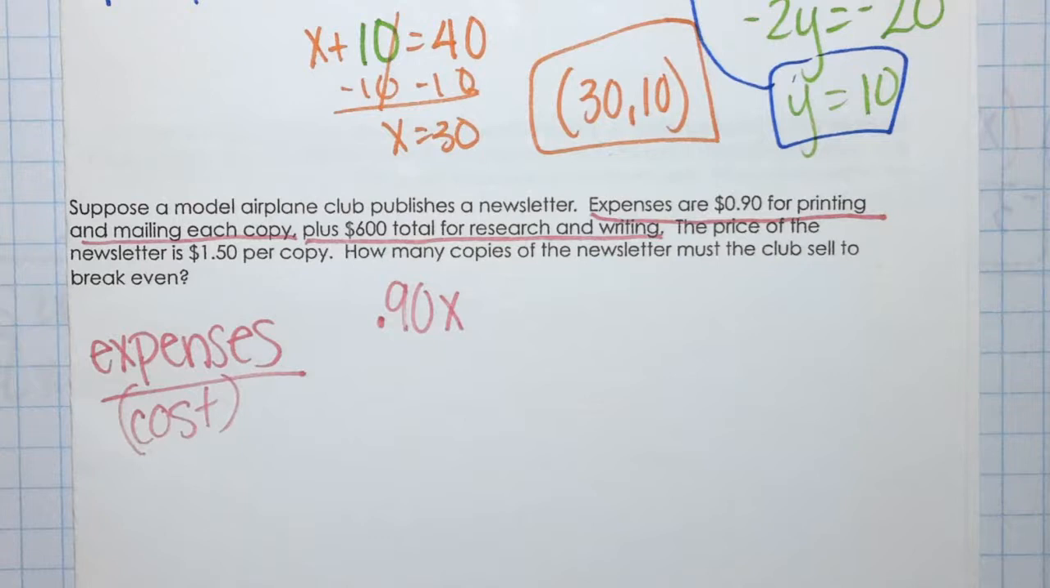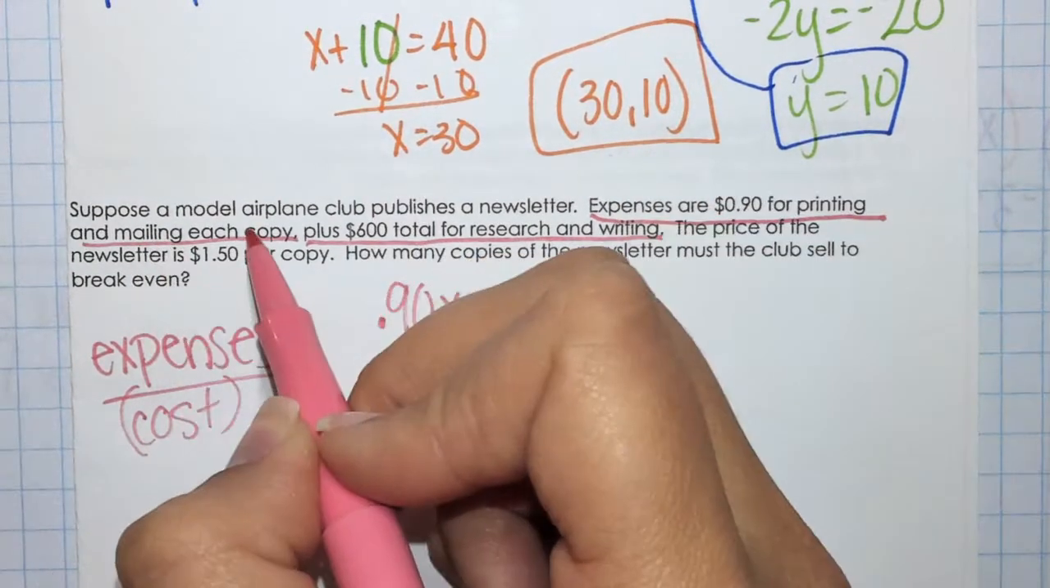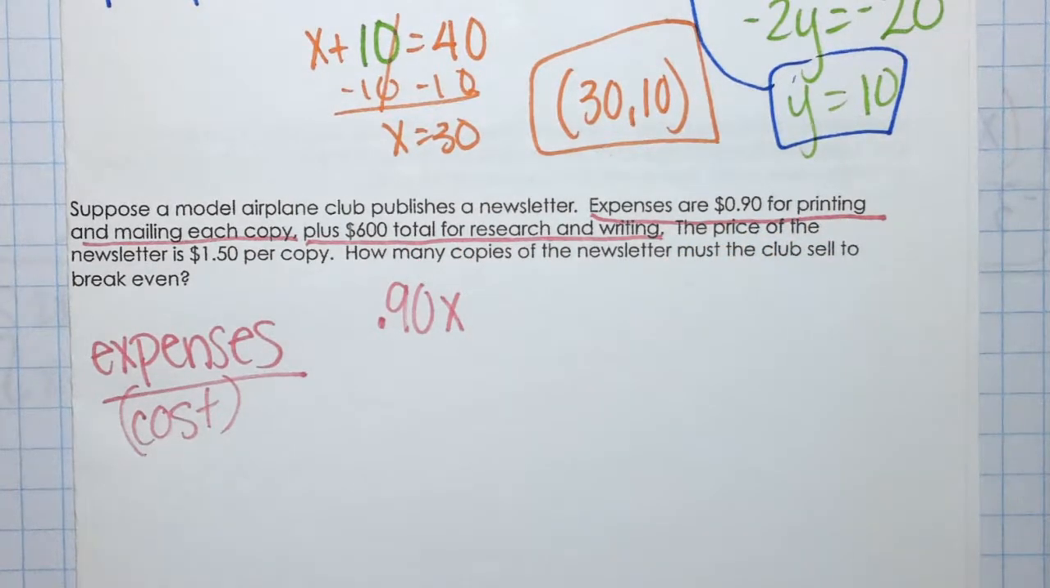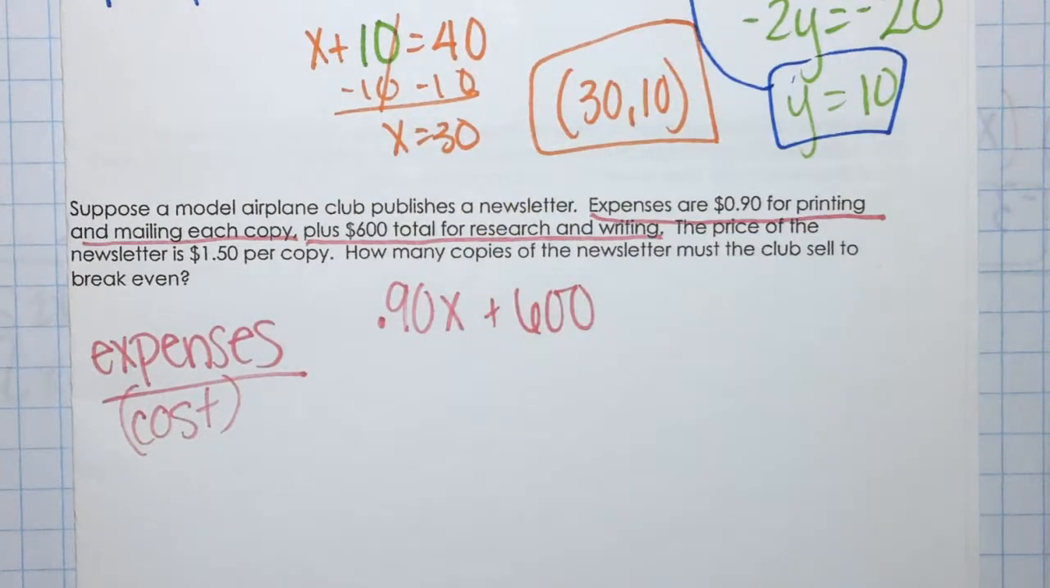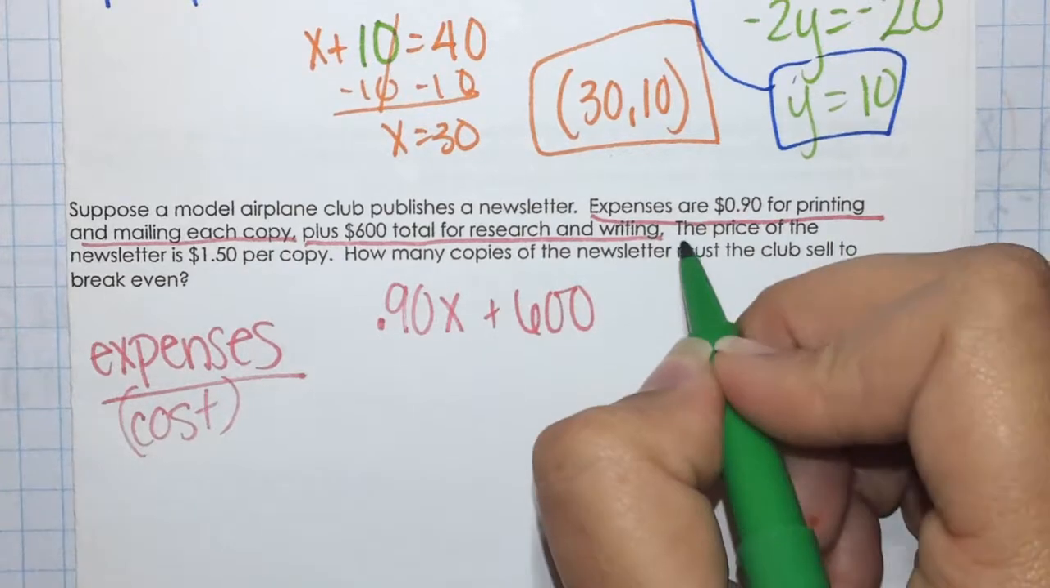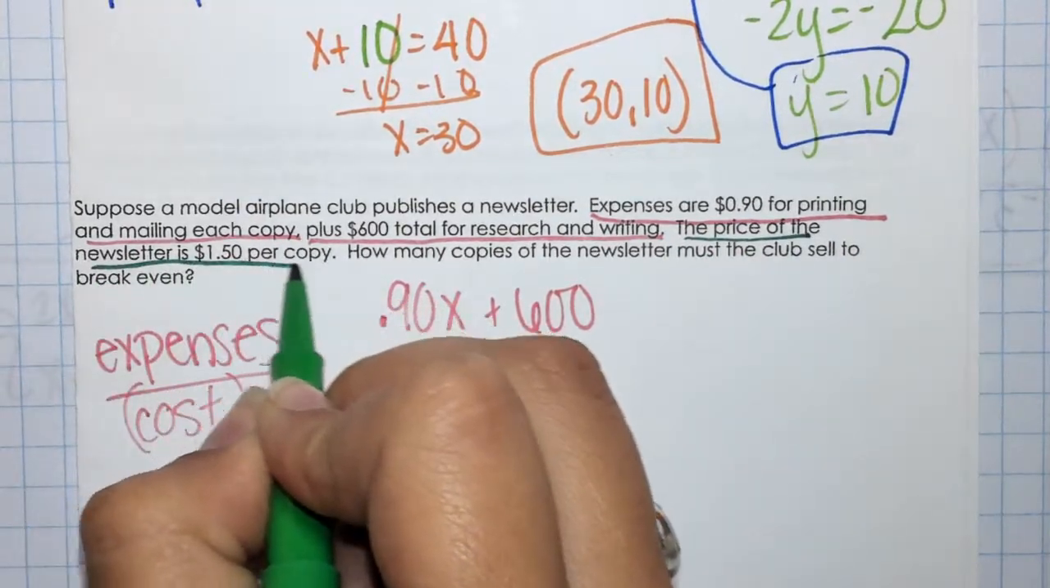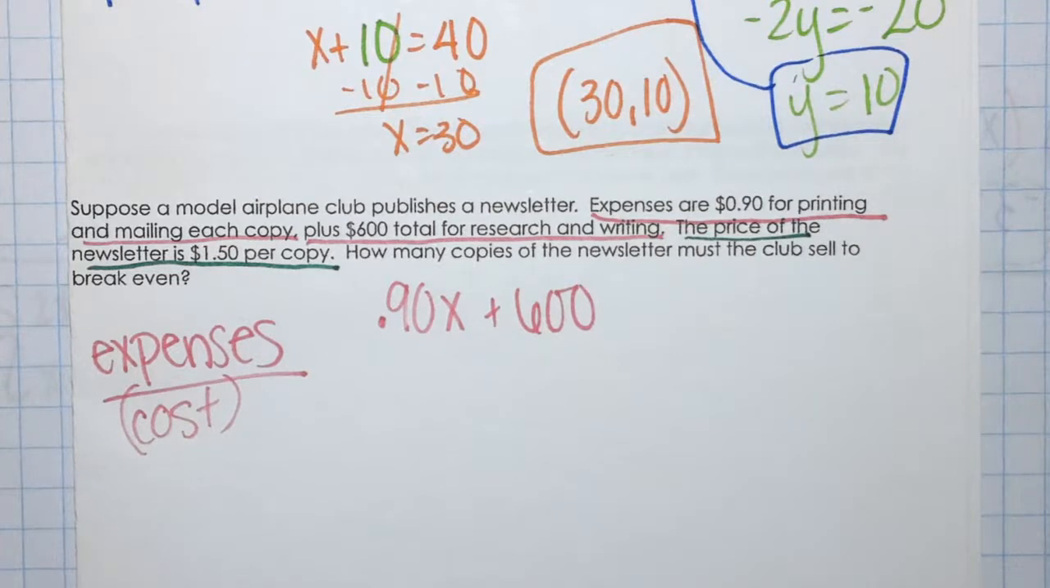Are we done? What else does it say? Read what it says. It says expenses are 90 cents for printing and mailing plus 600 total for research. So what do I have to add to it? Alright, so then it says that the price of the newsletter is $1.50 per copy. So if they charge $1.50 per copy, is that their income?